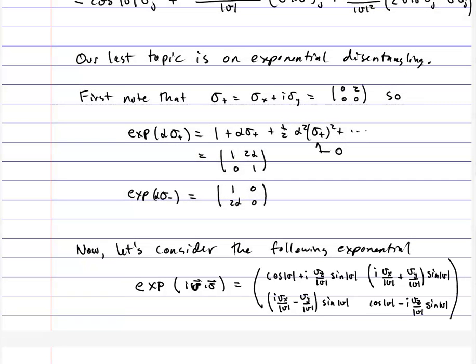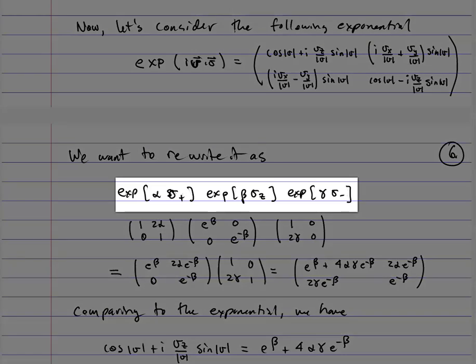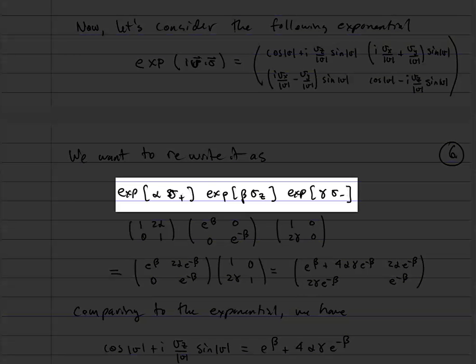Okay, that's just from the exact formula that we worked out. Remember, that was cosine v times the identity plus i v dot sigma divided by v times sine v. Now what we want to do is rewrite it in a factorized form: e to the alpha sigma plus, e to the beta sigma z, e to the gamma sigma minus. This is a particularly convenient form to write it in, but actually, this identity works no matter what of the 6 different ways that you can pick the factors.